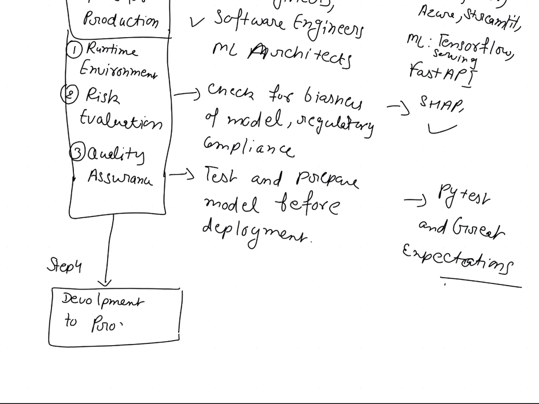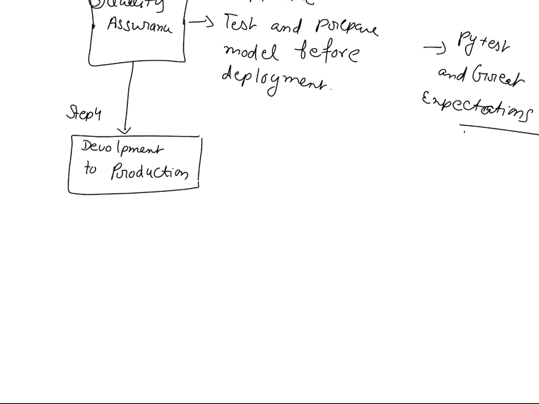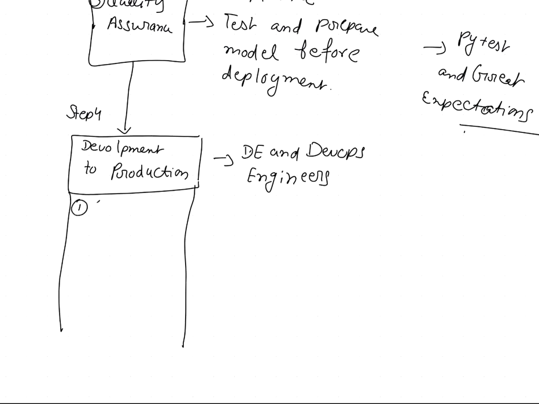Because you have prepared the environment now. So in this, who is involved? The data engineers and DevOps engineers are involved. So what is their task under this? The first task for them is scaling. Again, remember you did the scaling, normalized your data, scaled the data in step 2 when you were preparing the data. It's the same here. So sometimes you need to take new data at this stage before the development to production.